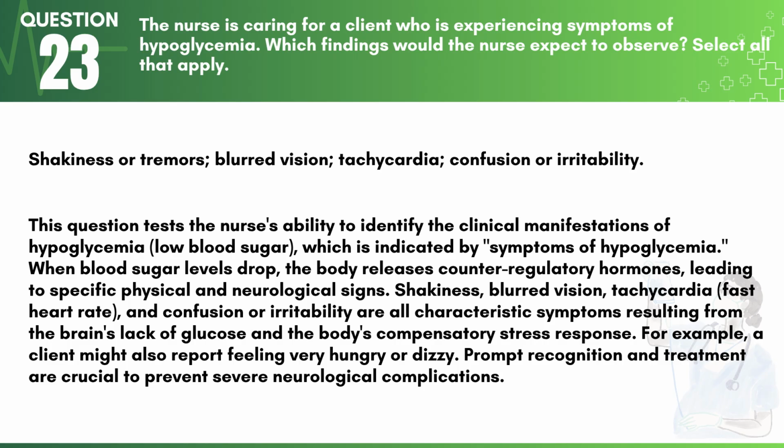Shakiness, blurred vision, tachycardia, fast heart rate, and confusion or irritability are all characteristic symptoms resulting from the brain's lack of glucose and the body's compensatory stress response. For example, a client might also report feeling very hungry or dizzy. Prompt recognition and treatment are crucial to prevent severe neurological complications.